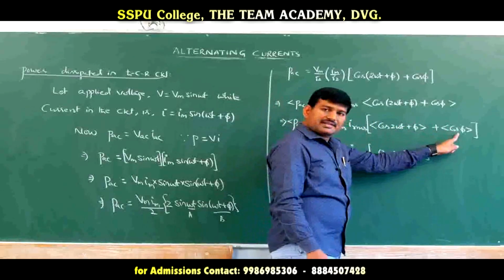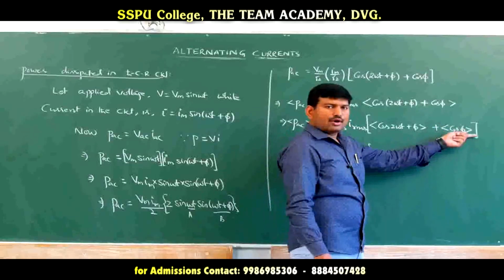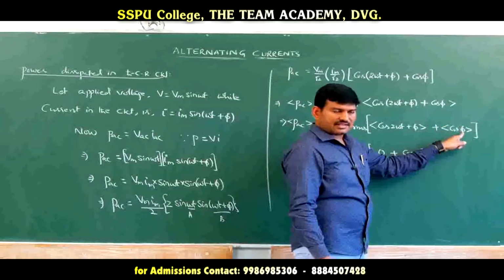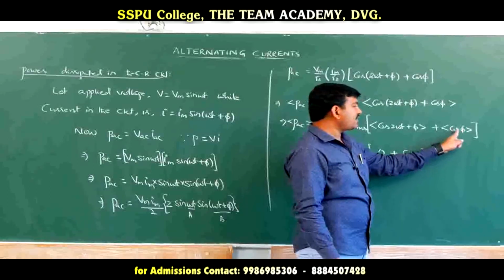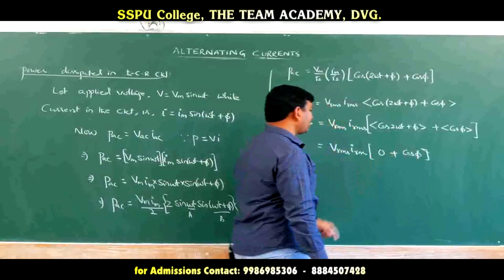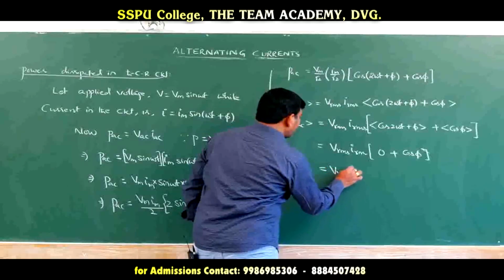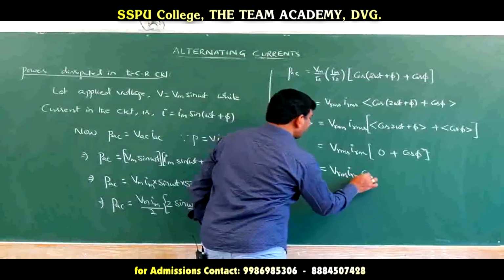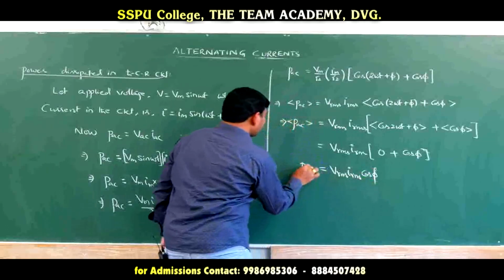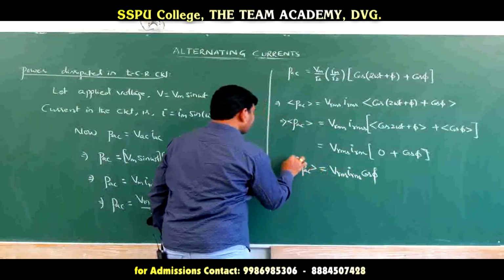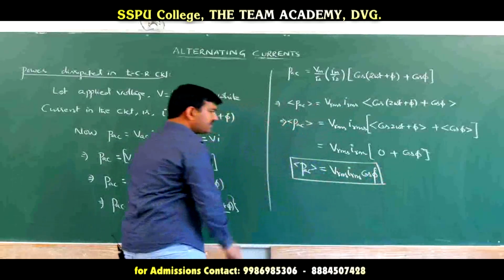But in one complete cycle, phi is a fixed value. Throughout the cycle, its value is fixed, therefore it does not change. Therefore, the average value of cos phi is equal to cos phi only. So finally, what are we getting? Vrms into Irms into cos phi. This is the average value of AC power in an LCR series circuit.